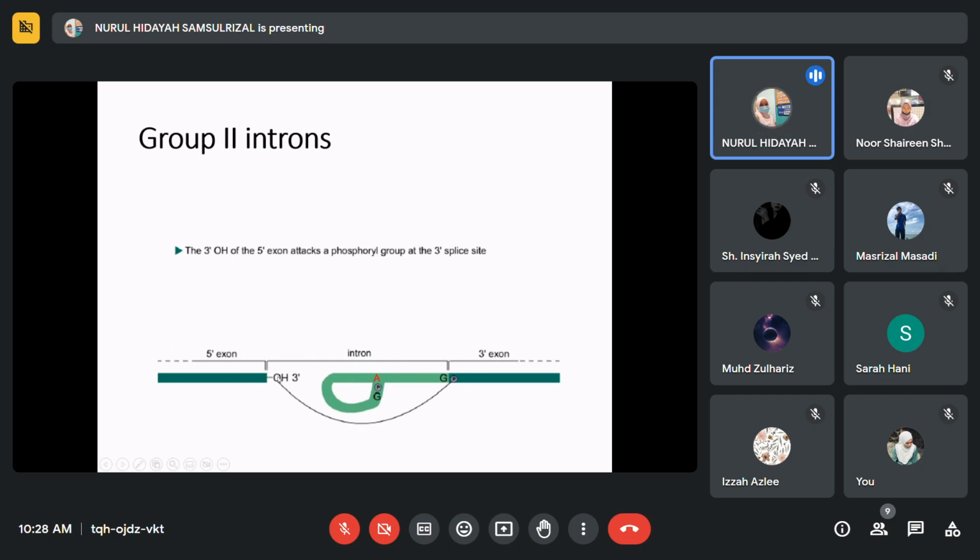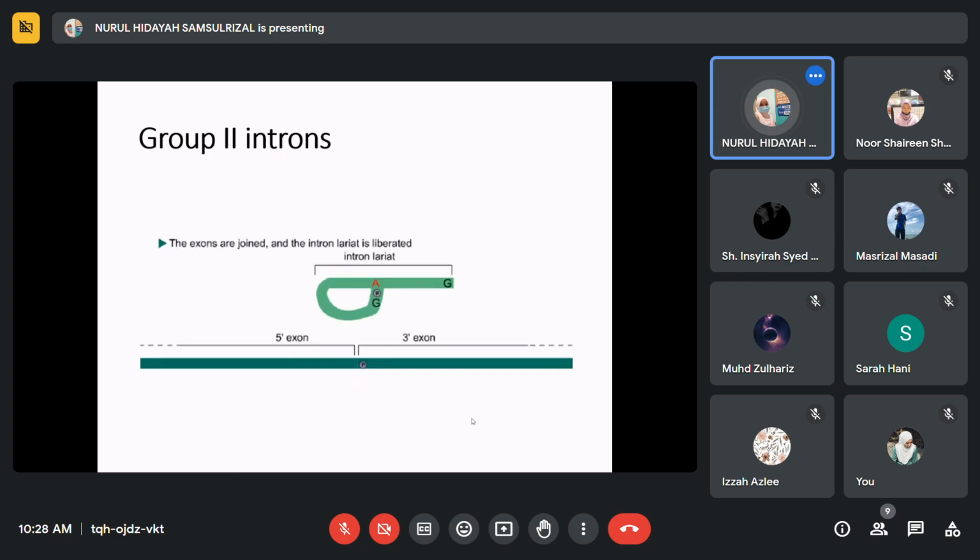When it has no partner here, it will attack the phosphoryl groups at the 3' splice site, next to here. It will attack here. So this one will join and this one will come out. So that is the concept for group 2 introns.